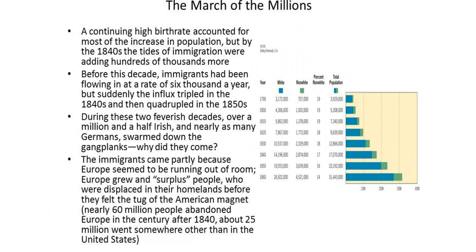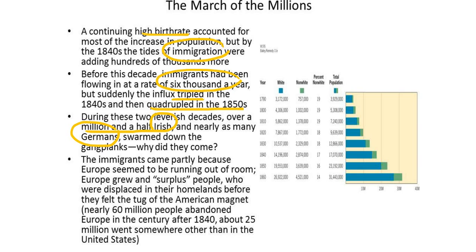A continuing high birth rate accounted for most of the increase in population, but by the 1840s, the tides of immigration were adding hundreds of thousands more. Before this decade, immigrants had been flowing in at a rate of 6,000 a year, but suddenly the influx tripled in the 1840s and then quadrupled in the 1850s. During these two feverish decades, over 1.5 million Irish and nearly as many Germans swarmed down the gangplanks and came to America. Why did they come?